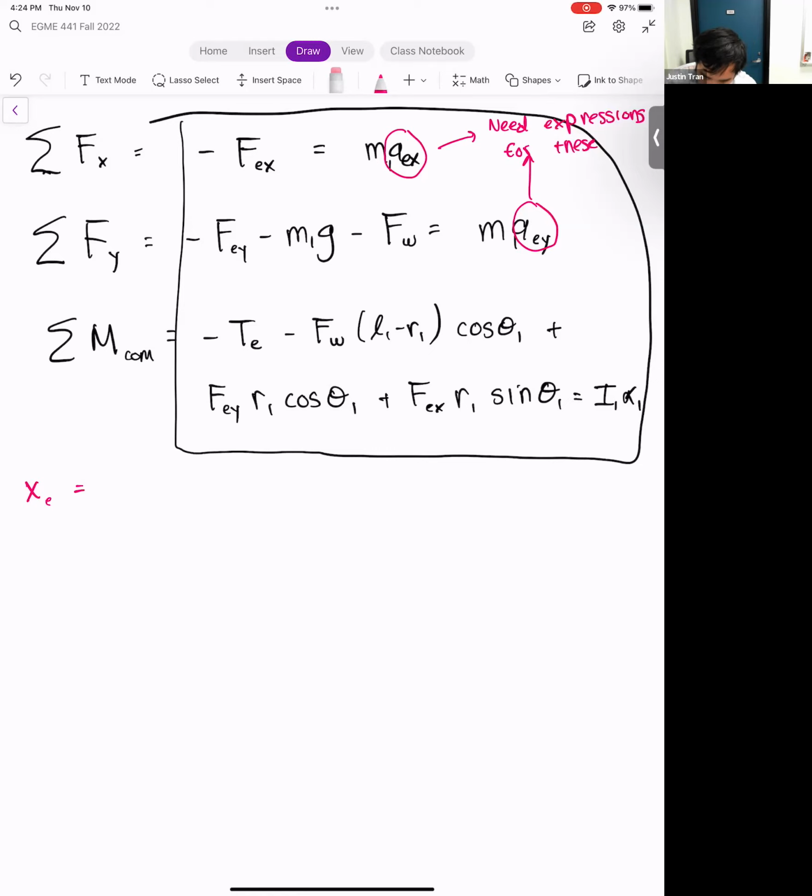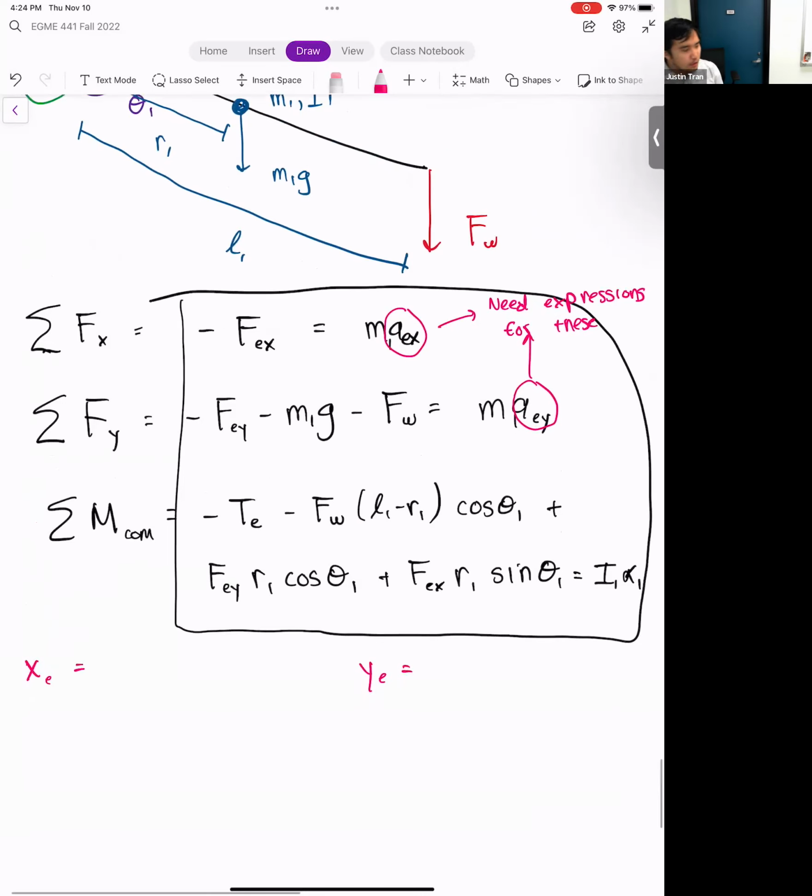Let's just do X. Okay. So just like we did last time, we're going to form expressions for the X coordinate for the center of mass as well as the Y coordinate. Okay. And this is another thing that you kind of have freedom to do as well, because it depends really on where your origin is.